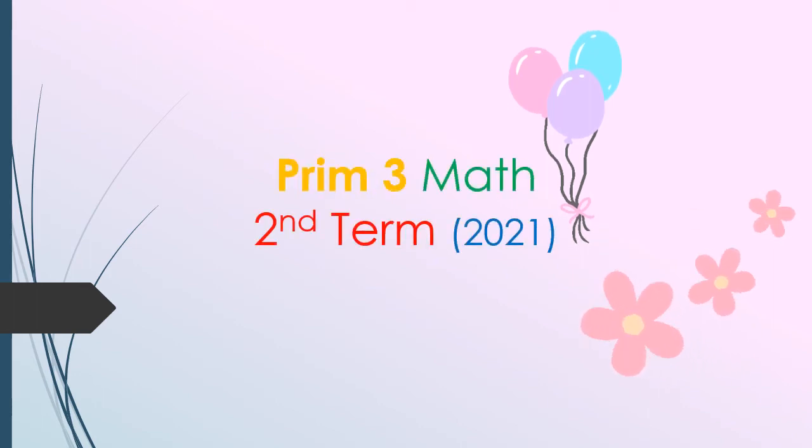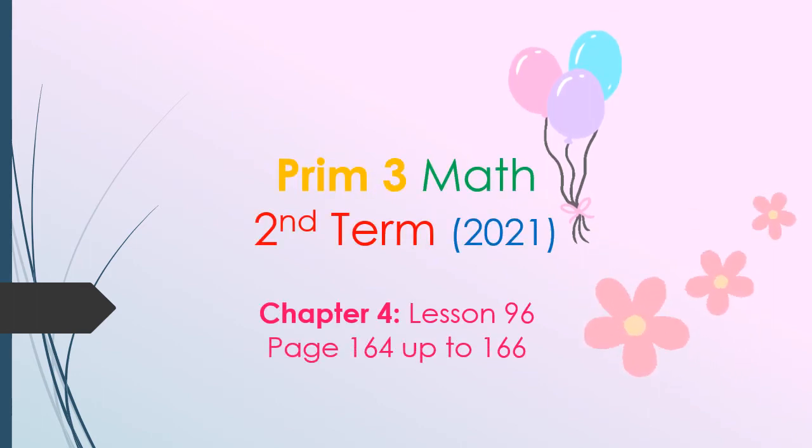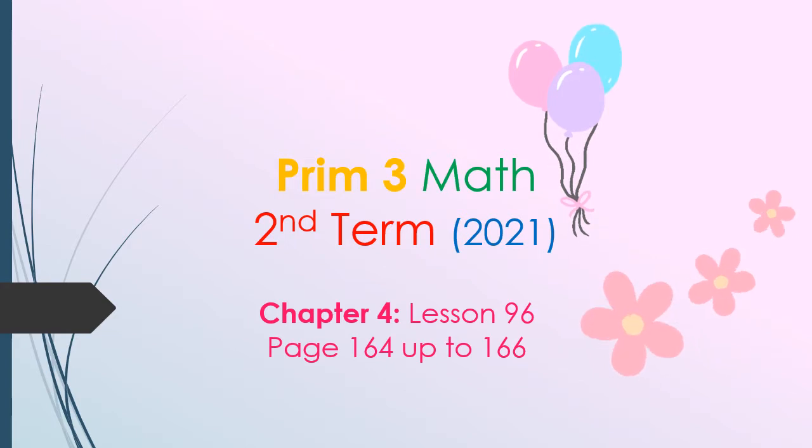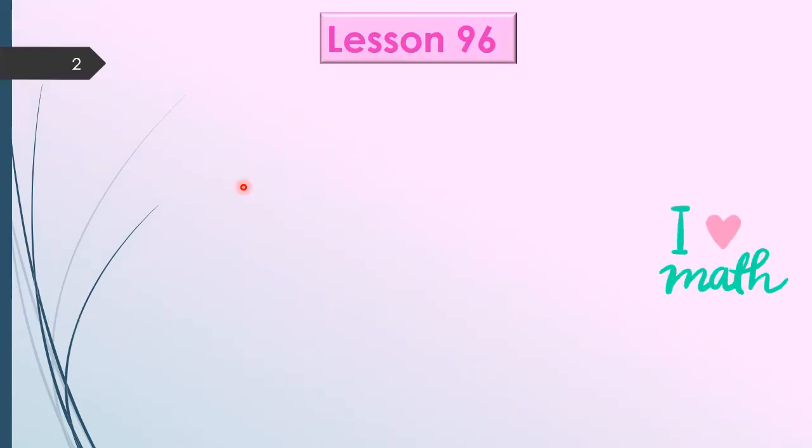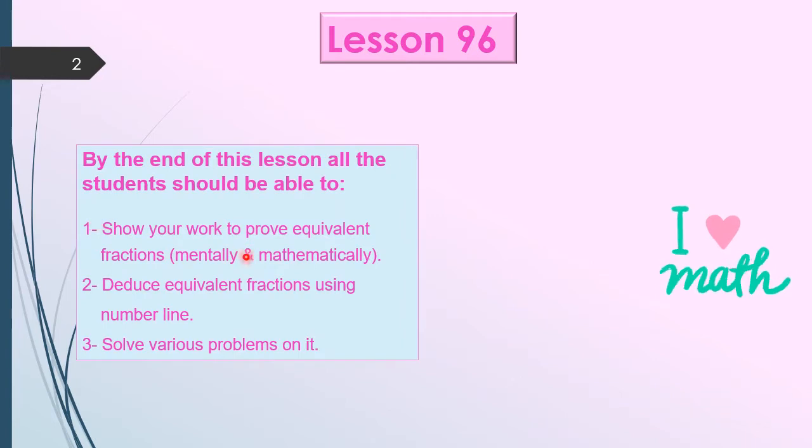Primary Math, second term, 2021. We have here chapter 4, lesson 96. Our lesson objective is to show your work to prove equivalent fractions mentally and mathematically. We will deduce equivalent fractions using a number line, and we will solve various problems on it.